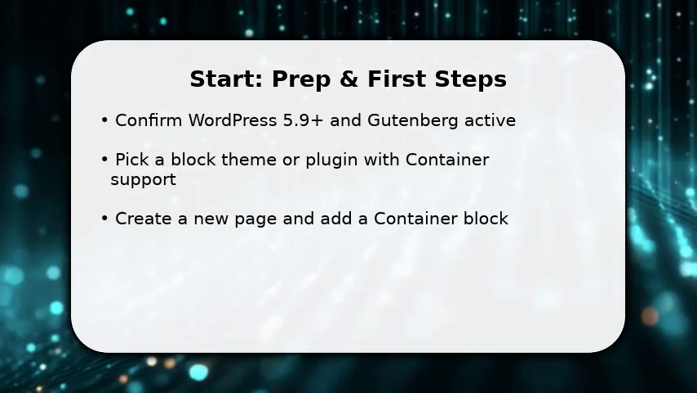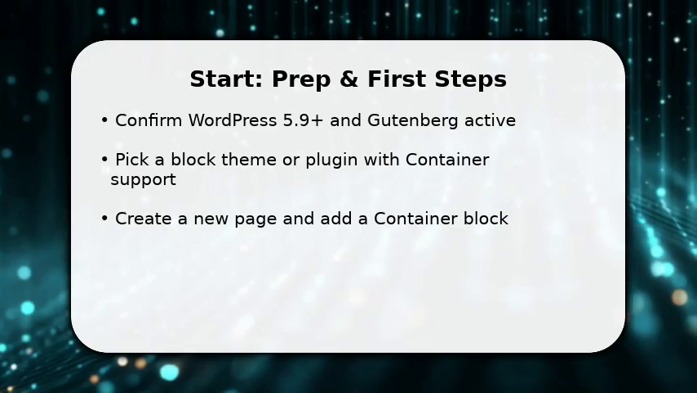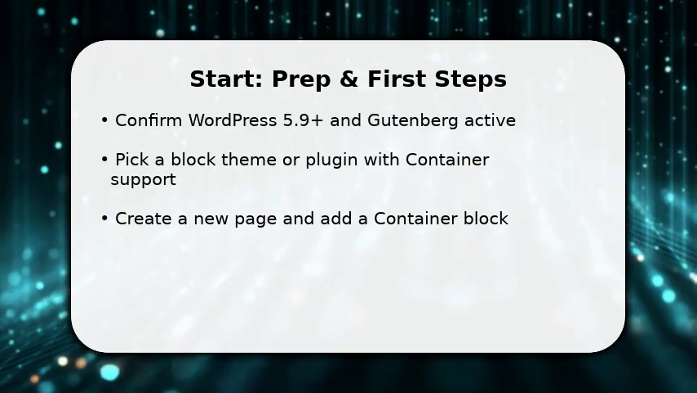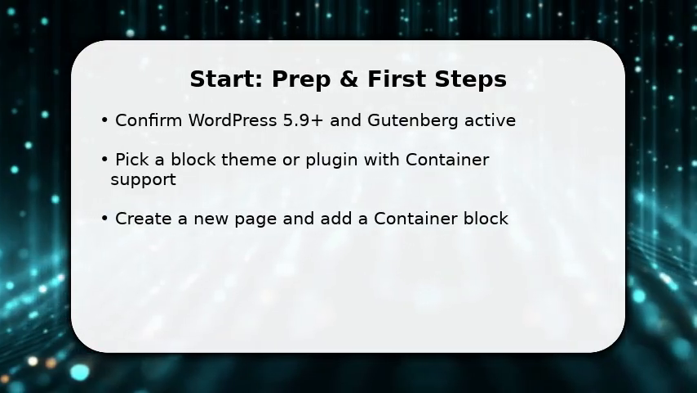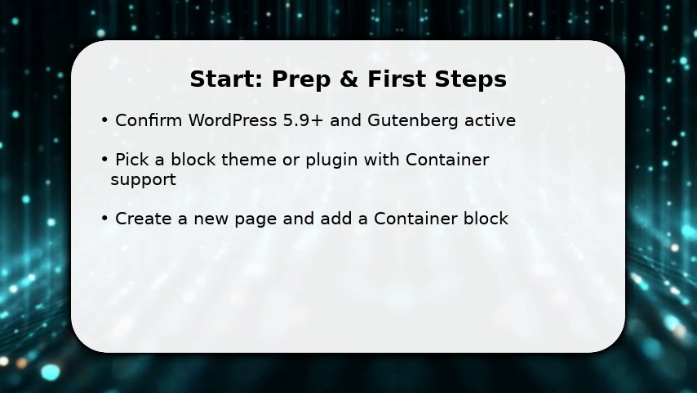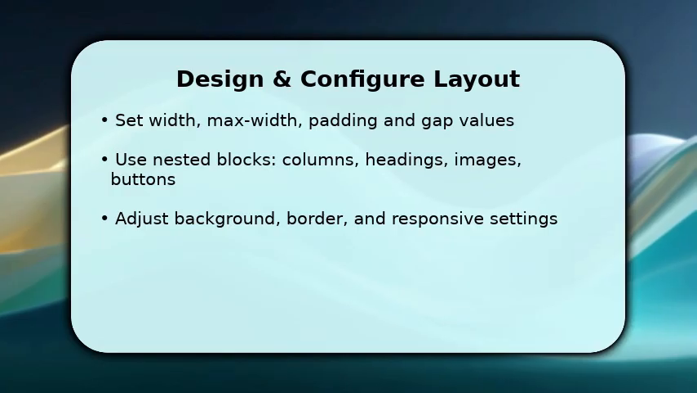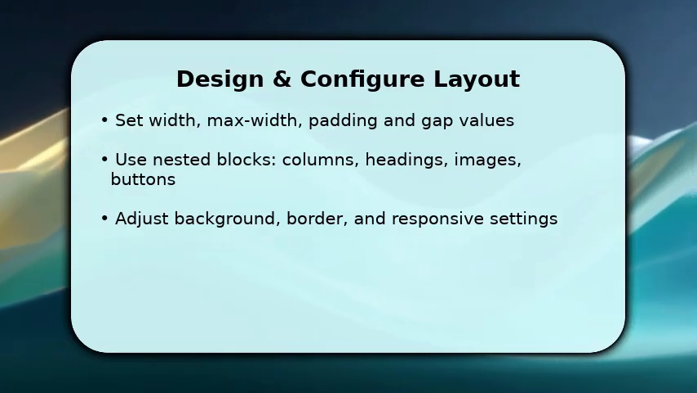Then insert a container block, name or label it for organization, and immediately set basic width and alignment. This gets you into the editor with a live container ready for content. Once the container is present, you configure its layout. Set width or max width, padding, and internal gap to control spacing.